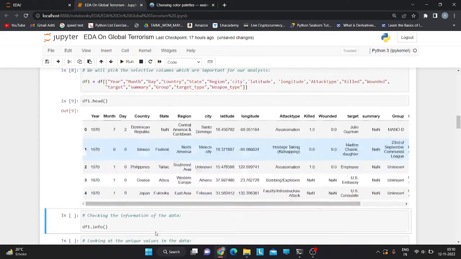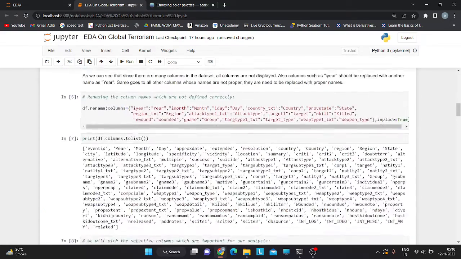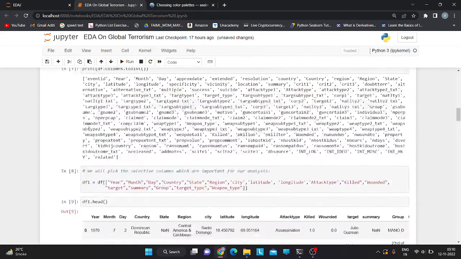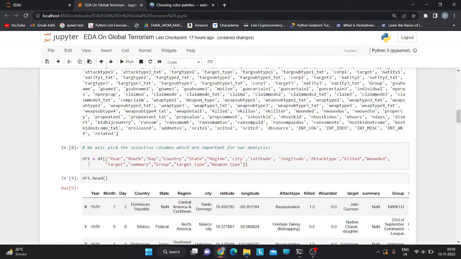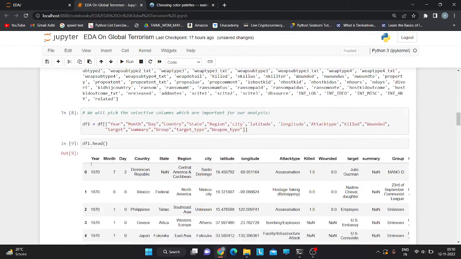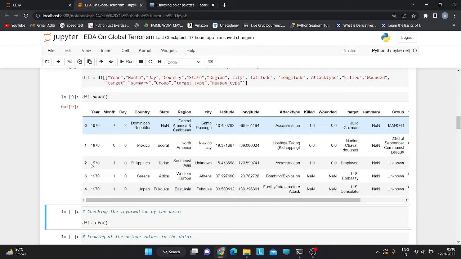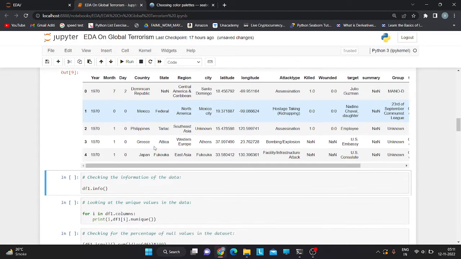df1.head. First I took the name of the data frame as df, and now after renaming I have done df1. To differentiate, the old data was not filtered properly and the new data is now properly filtered. So the new name is given to the data frame, df1, and these are the first 5 rows and these are the columns.